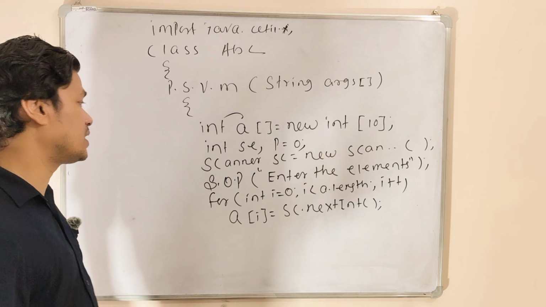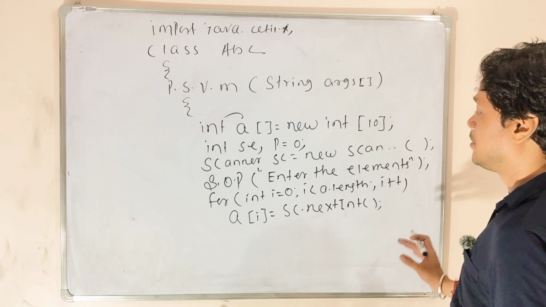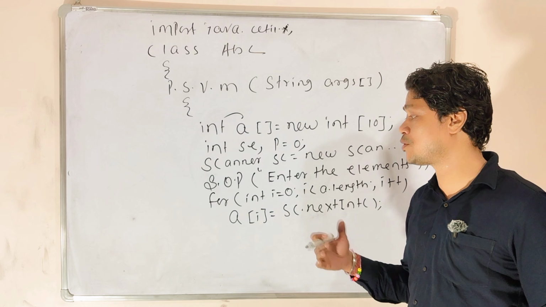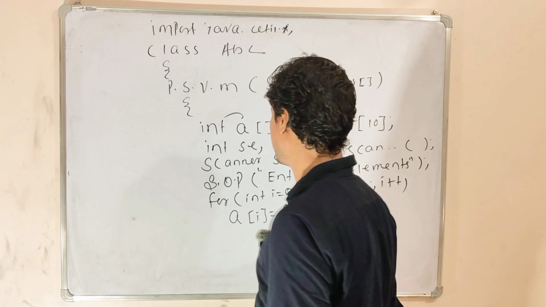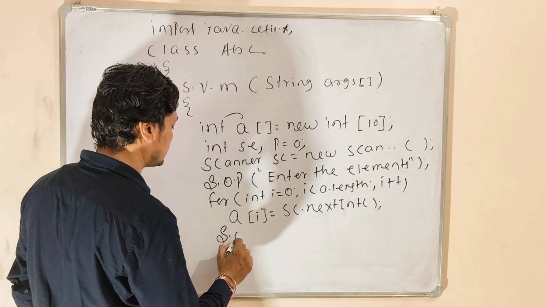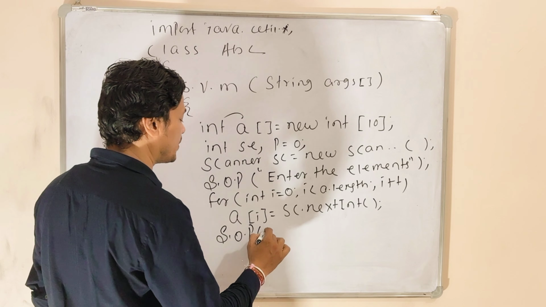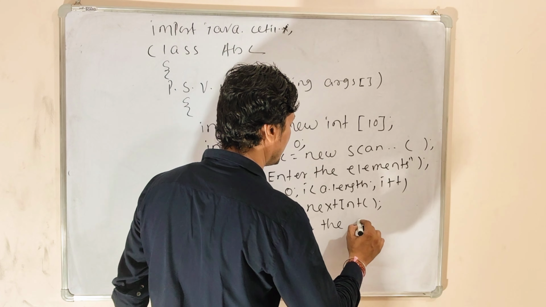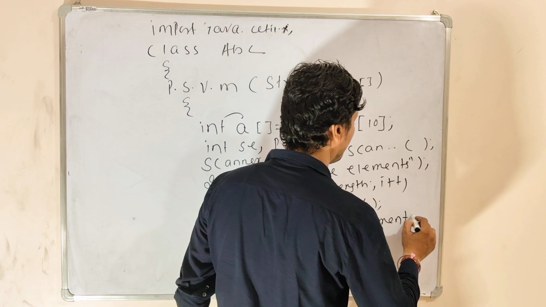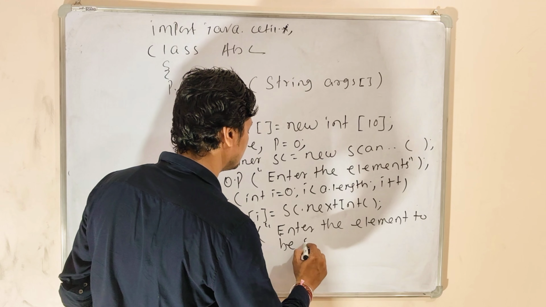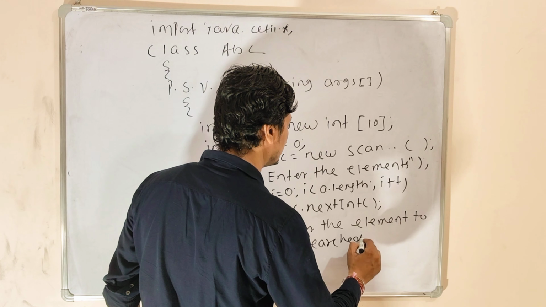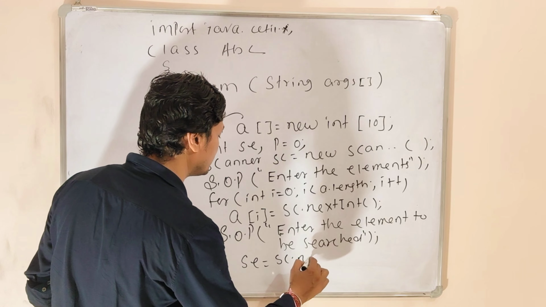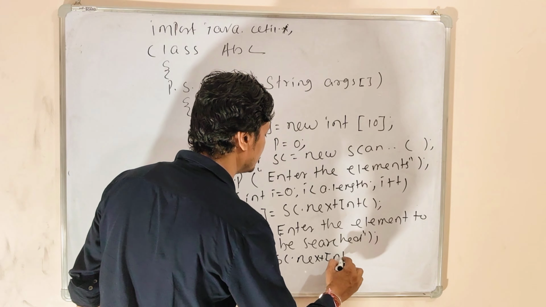Now what is our duty now? We need to ask the user for the search element. We don't have the search element with us. Now ask the user to enter the element. Again use one SOP prompt, user prompting: Enter the element to be searched. How to store it? se = sc.nextInt().